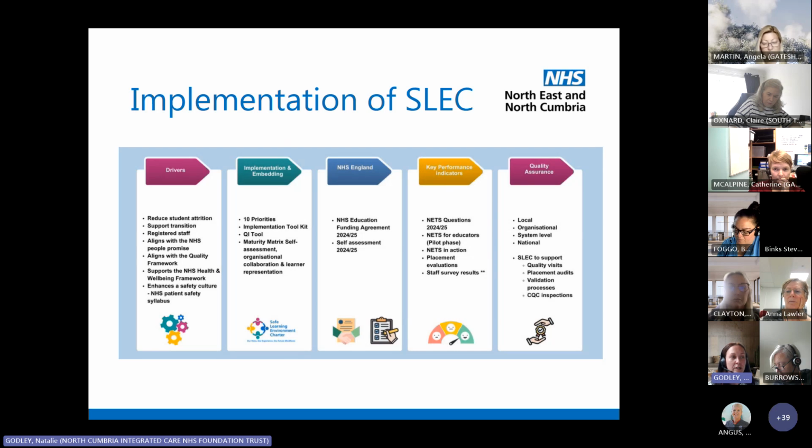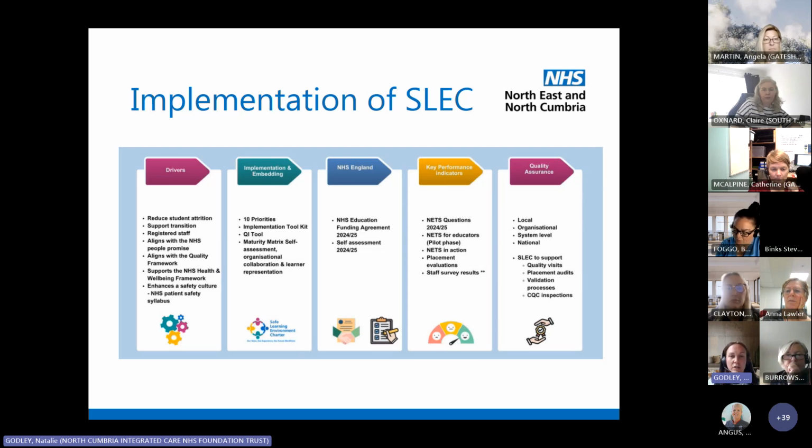Since its launch in October 23, the SLEC has become a catalyst and a national driver for quality, and as such it will be embedded within the organisation's SAR reporting, and there will be a clause within the 24-25 NHS education funding agreement around the implementation of the Charter.